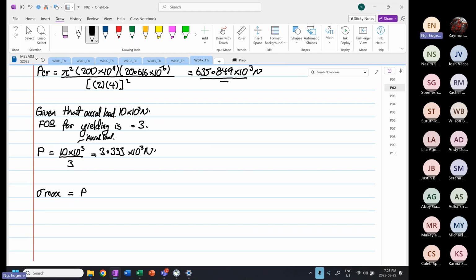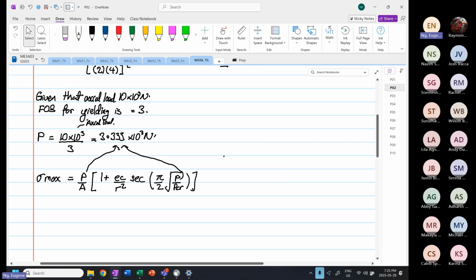So we have P over A, 1 plus EC over R squared secant, and then we have pi over 2 squared. Now this is the P over here over PCR. So this is the P that we are designing for. You can see this P is this value, this P is also this value. So from here we are going to determine our stress max, but there are still some terms that we don't have. So we know the next thing is E.